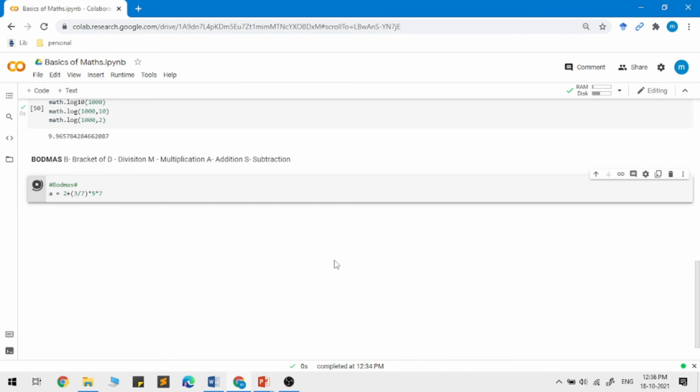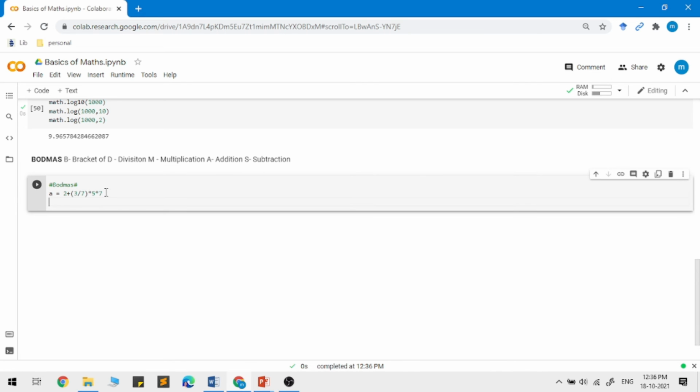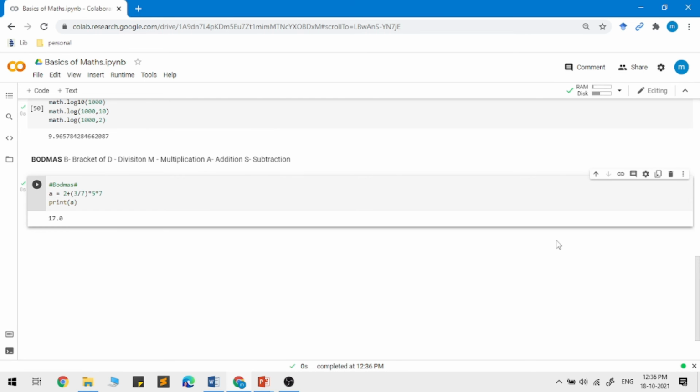I just want to know the output, so I have to print A. Right? Yeah, that is 17. It is so simple because this 7 and 7 will get cancelled. 3 5s are 15. 15 plus 2 will be 17. So whenever you do the operations, the Python code will consider the BODMAS rule, do the calculation and give the output, right?